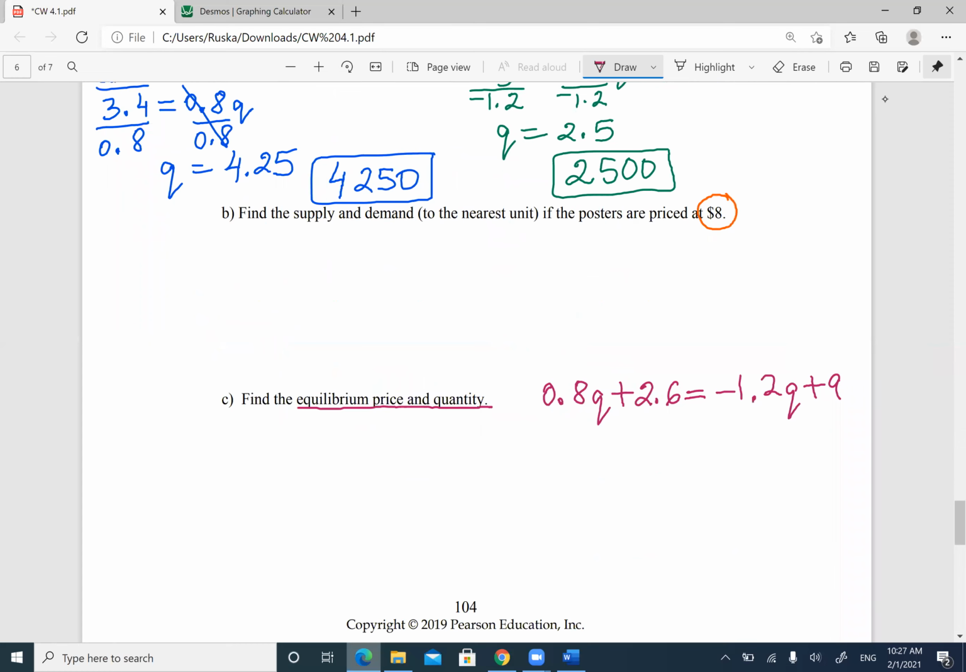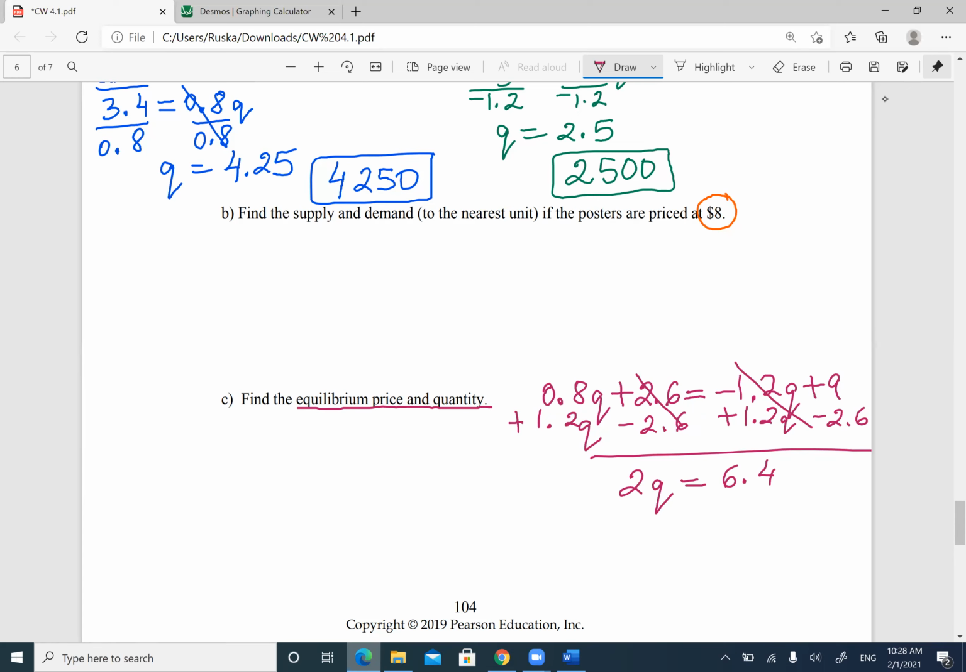So solving the system. So you're going to add 1.2 to 0.8. And also you're going to subtract 2.6 on both sides. So you're going to get 2Q equals, so here we have 9 minus 2.6 is 6.4. You're going to divide it by 2. And you're going to get Q is 3.2.